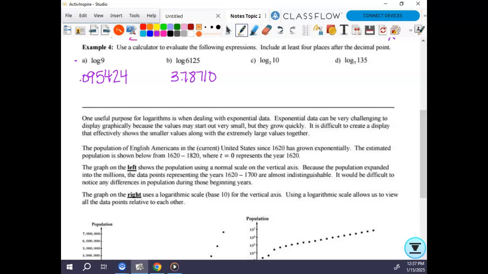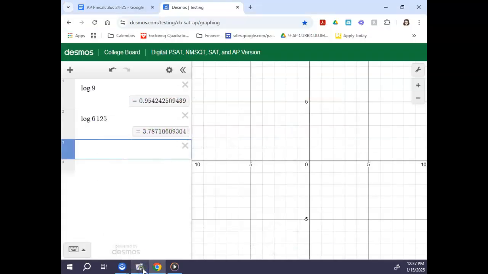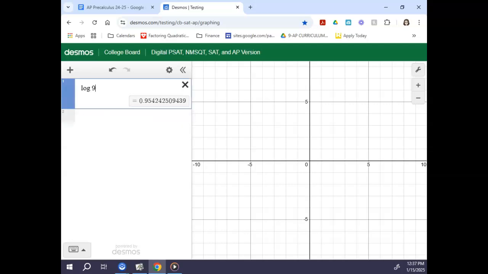Okay, and those were both just the common log, no special base, right? If I need to have base 2, like the next one, then I'm going to do log. How do we get to a subscript without having to go down to our menu? Do you know? Anybody? Shift underscore, exactly. So shift underscore or shift minus, it just pops it down there for you. And then we can put that 2 down there. Then I arrow to the right to get back out of it, and then I can put in my 10 right there.